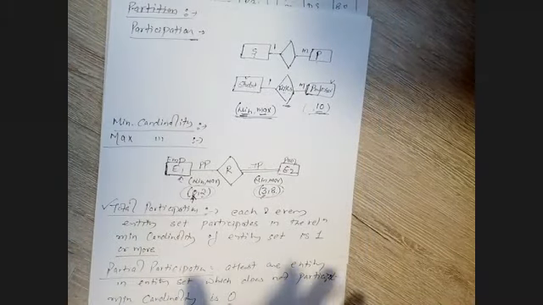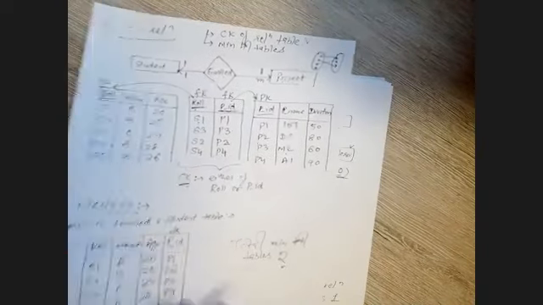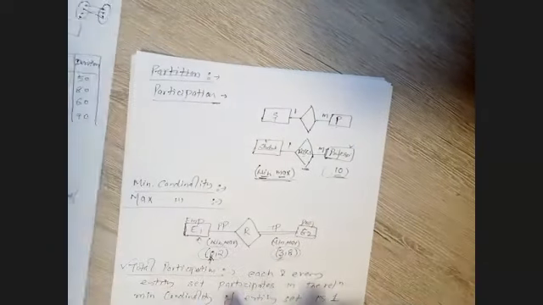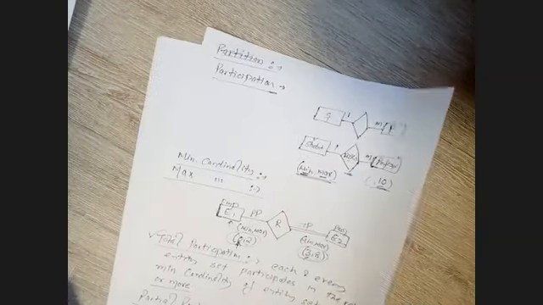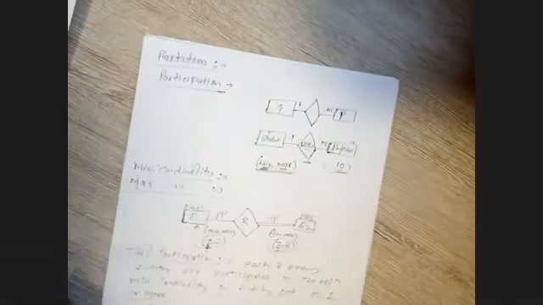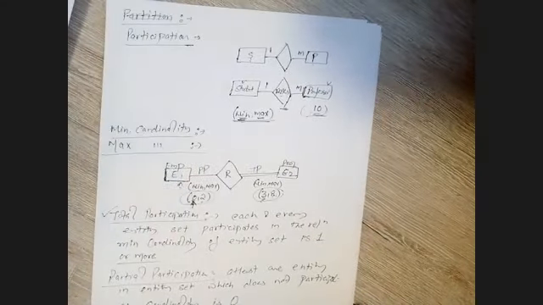So this is what we have covered so far in participation. And in the ER model, we have seen one to many, many to one, and many to many. In the next one, probably we will solve a few questions, and then we will move on to the next topic.